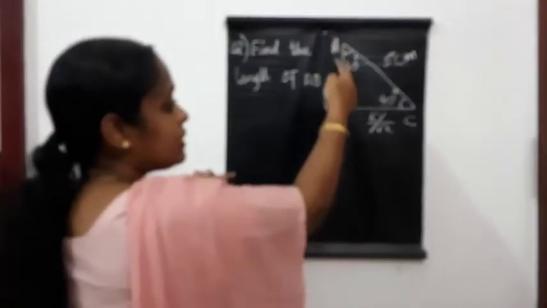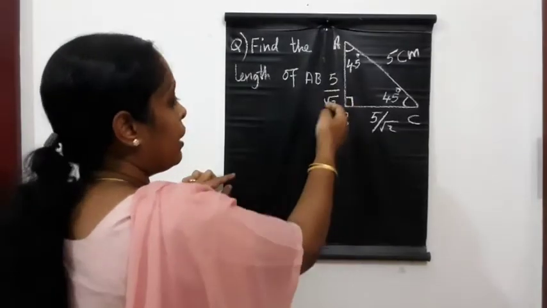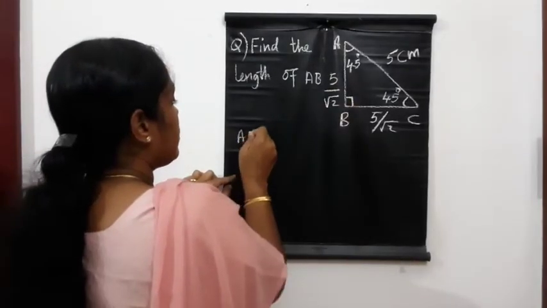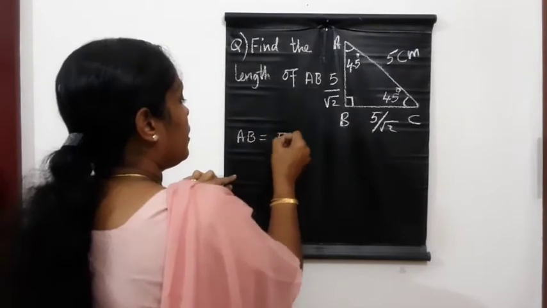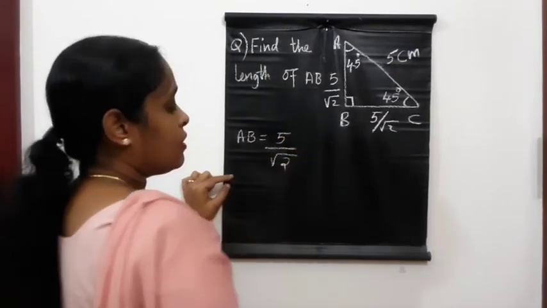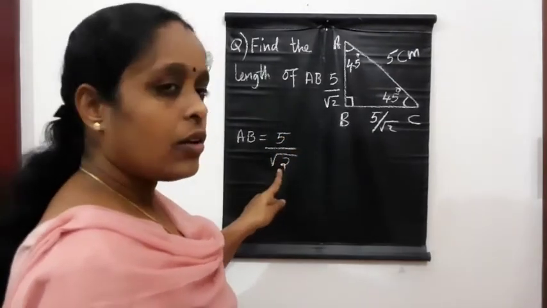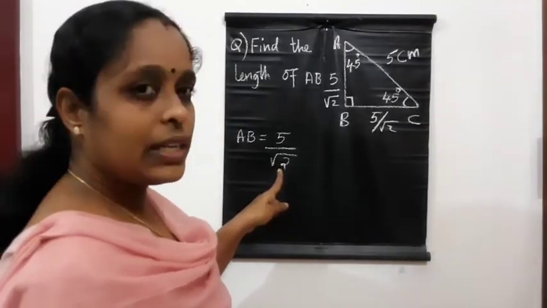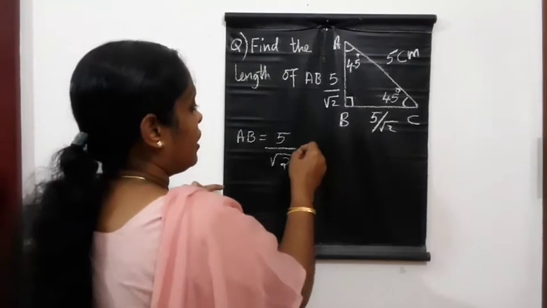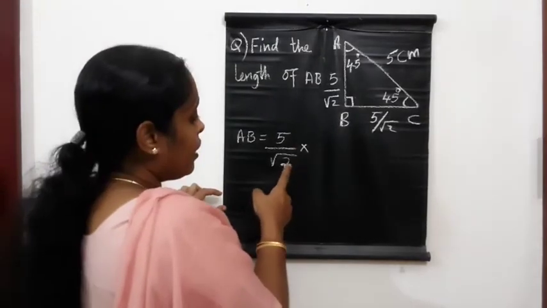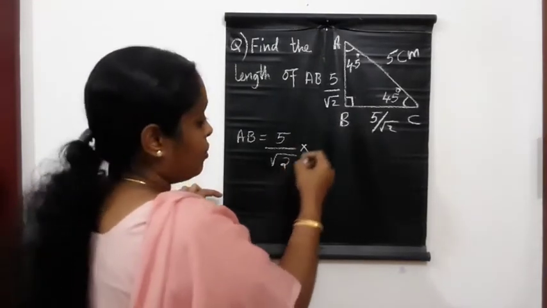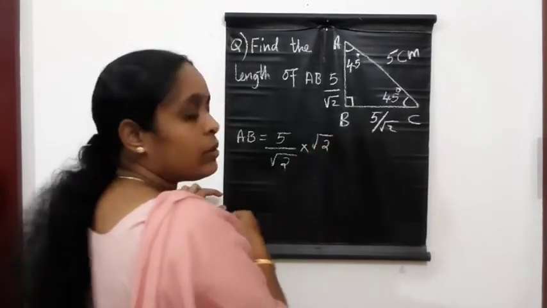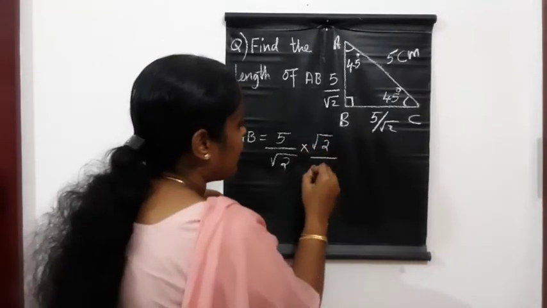So this length AB is 5/√2. That is, AB is equal to 5/√2. That is 5/1.414. So it is easy to calculate that. Multiply by √2 in the numerator and denominator.